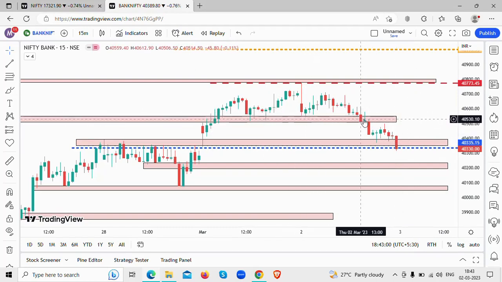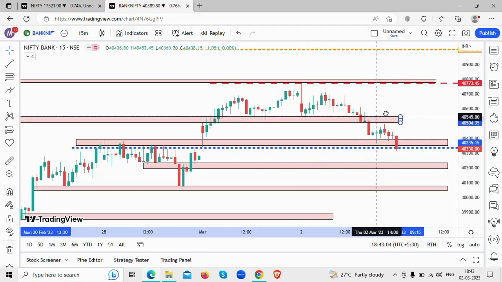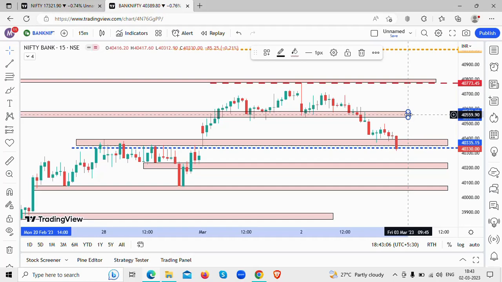So we are expecting this level to work as resistance now. What is the resistance level that you need to look out for? 40,560 to 40,580, and this is today's high, and this level is going to act as a resistance level. So these are the levels you need to watch out for.